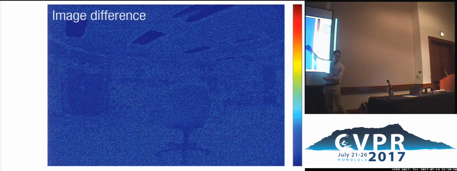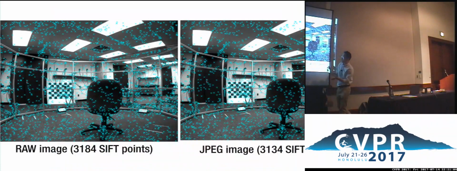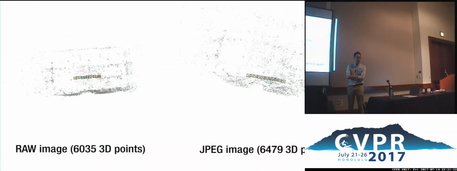And this is a pixel intensity difference between the raw image and the JPEG compressed image, which can be up to 9 pixels. Okay? So let's compare on the SIFT. If we run the SIFT on the raw image and the JPEG image, that produces almost equivalent performance. And also, if we run the structure from motion on these images, they also produce equivalent results, about a 6,000 point cloud. Okay?